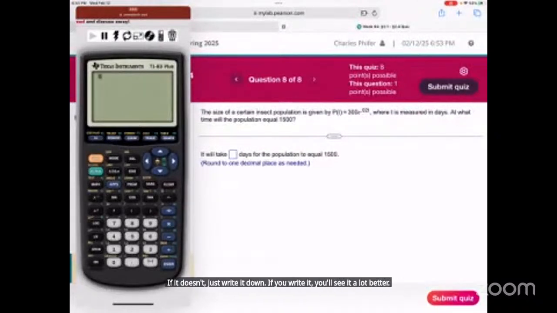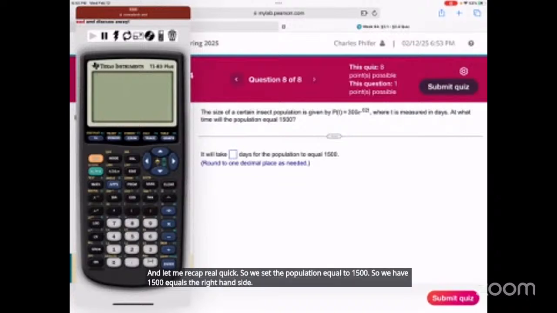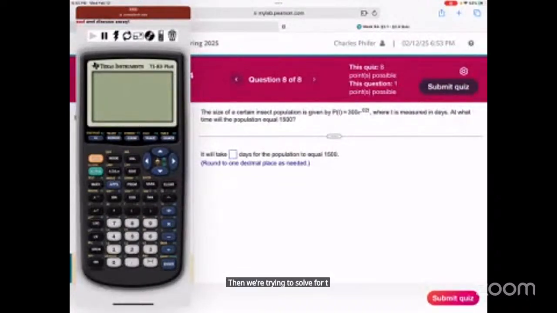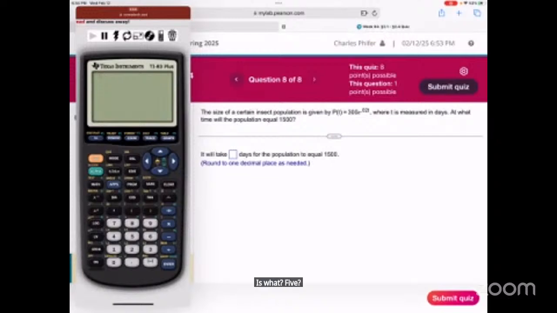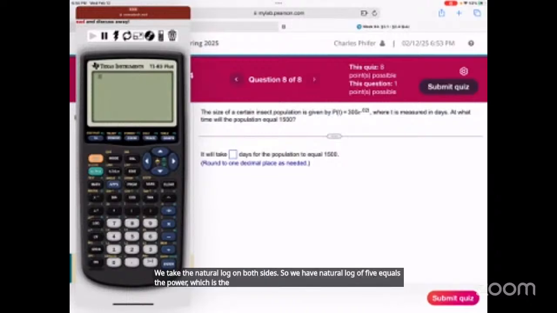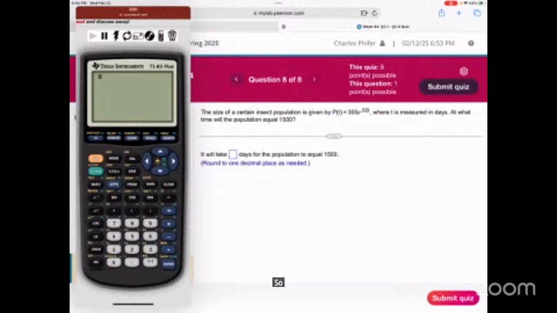And let me recap real quick. So we set the population equal to 1500. So we have 1500 equals the right-hand side. Then we're trying to solve for t. So we divided both sides by 300. 1500 divided by 300 is what, 5? So then we have 5 equals e to that power. We take the natural log on both sides. So we have natural log of 5 equals the power, which is the 0.02t. So then ultimately t equals the natural log of 5 divided by 0.02.